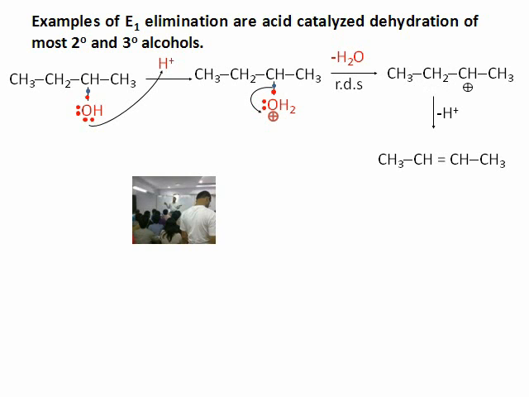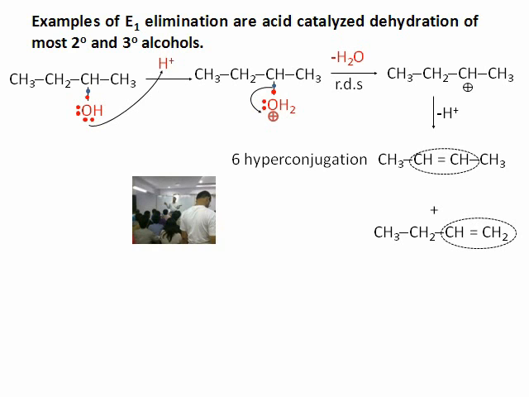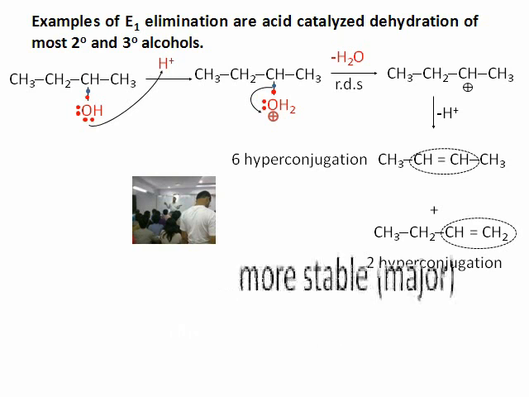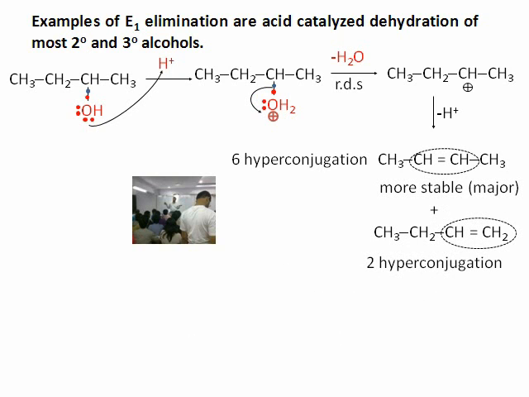But when it loses H plus from the carbon on the right side, it will give us 1-butene. Out of these two products, 2-butene is having 6 hyperconjugation effects, while 1-butene will be having only 2 hyperconjugation effects. Therefore, 2-butene is more stable product, and that will be major product.